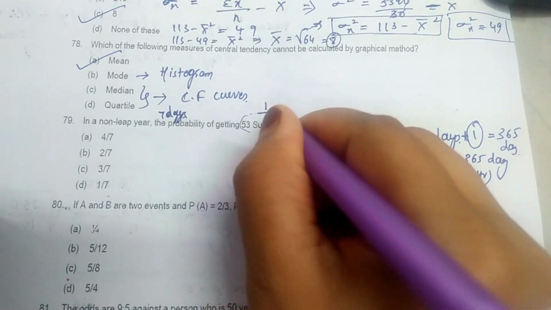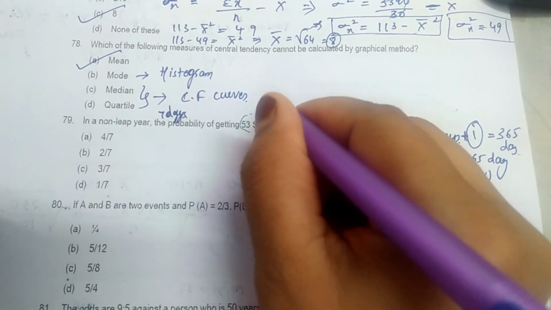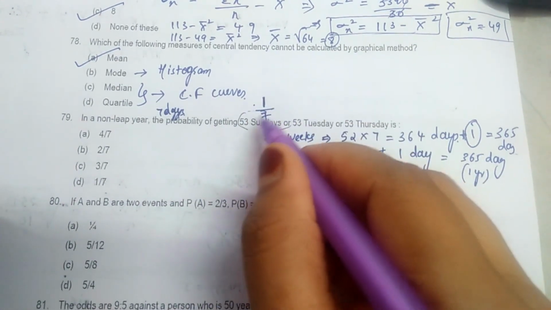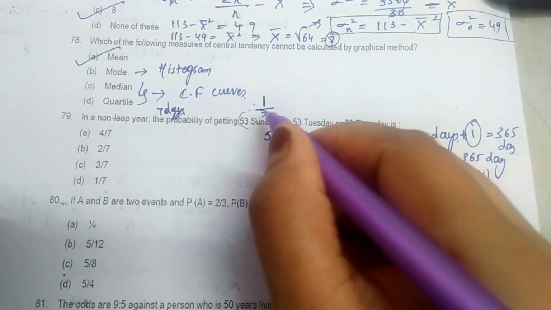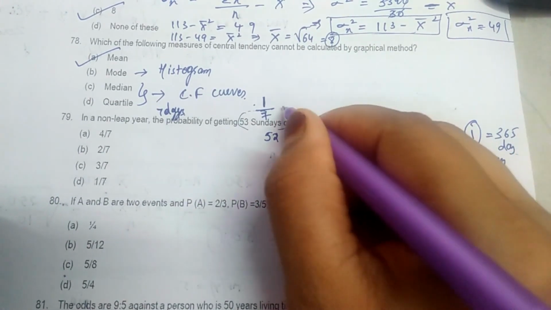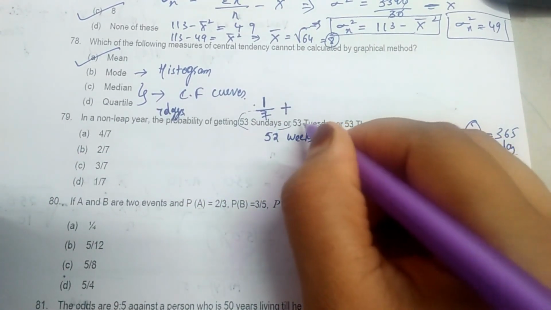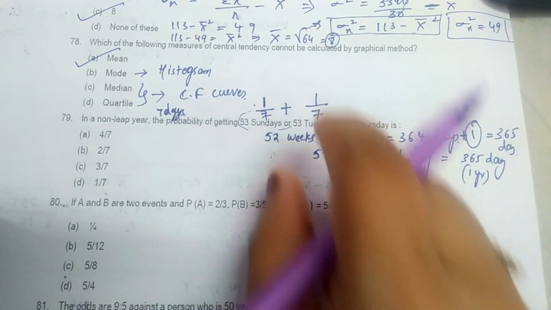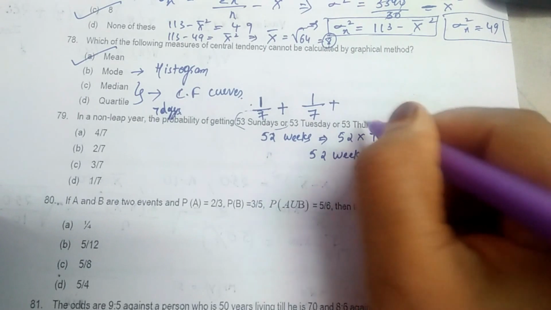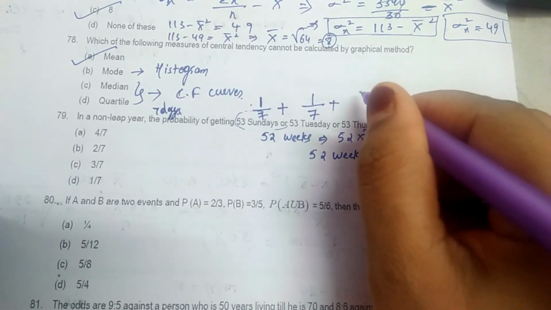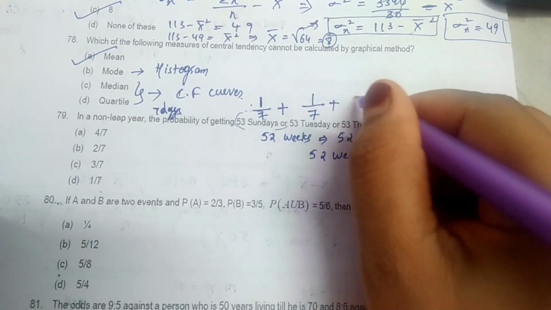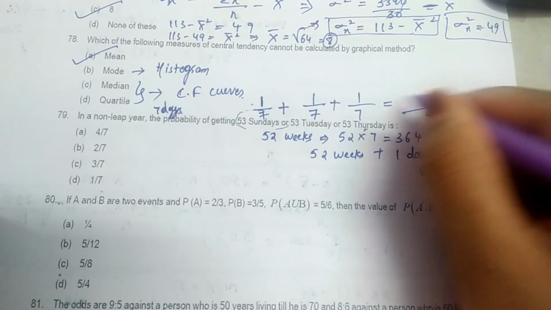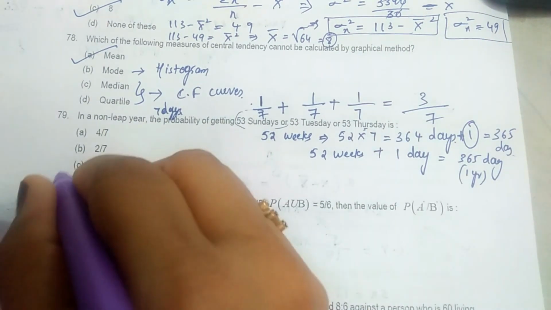So the probability is 1 by 7, right? The 1 is that additional day, and 7 is the days in that particular week. Or that one day will be a Tuesday. The same thing gets repeated, so 1 by 7. The same thing repeats with Thursday, so 1 by 7. It cannot be 2 by 7, obviously. So what is the answer? The common denominator is 7, so the answer is 3 by 7.